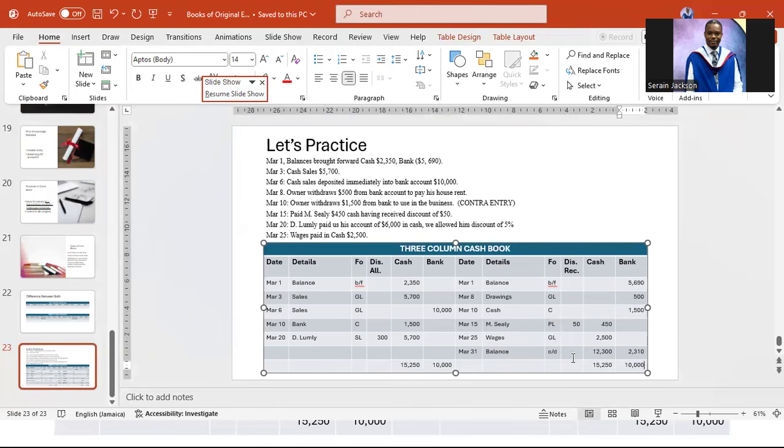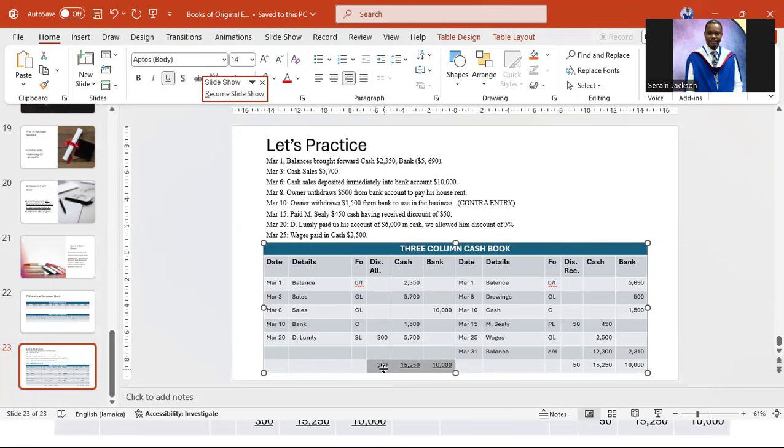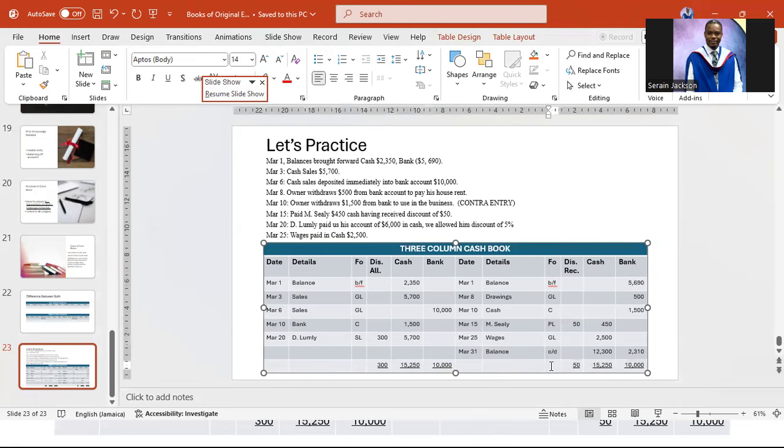If you look at our discount received column, we see that we have $50 there. We would total it, and then the discount allowed, we have 300. So we just total them like that. Now we can go ahead and double line these accounts. Underline them like that, and just like that, you would have balanced off your cash book.